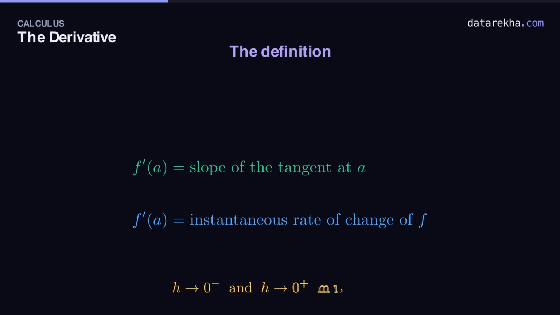And one caution built right in. That limit must exist from both sides. Approaching along negative h and positive h must give the very same value. If the two sides disagree, the derivative simply does not exist there.